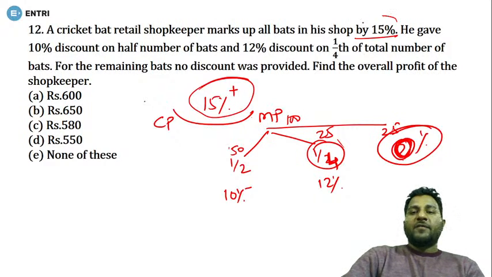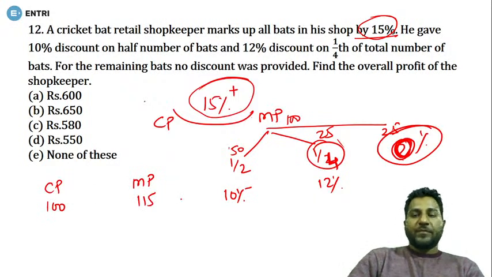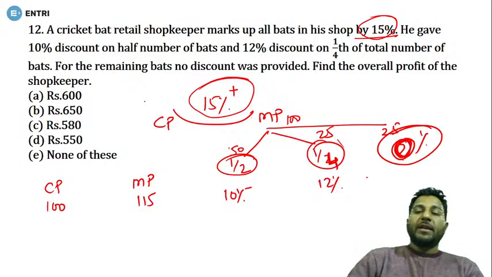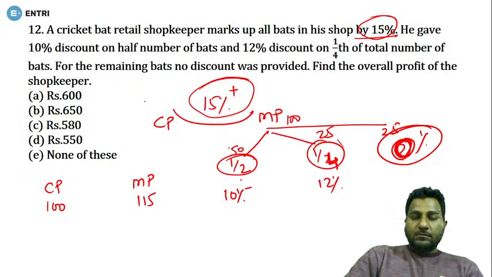Look, 15% was added. That means if the cost price was 100, MRP must be 115. Okay, MRP must be 115. Number of bats at 10% discount. Come on everyone, tell me, half sold at 10%, 1/4 at 12%, and the remaining at a 0% discount. That means the selling price must be the same. Come on, tell me the answer.